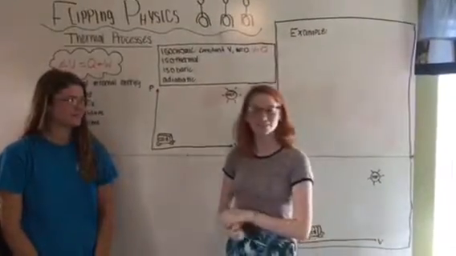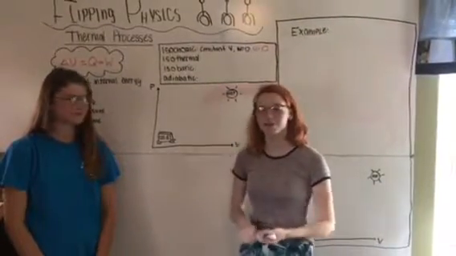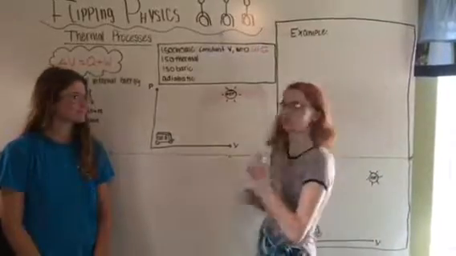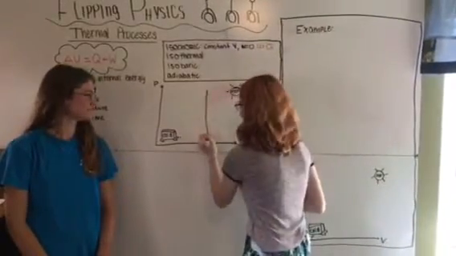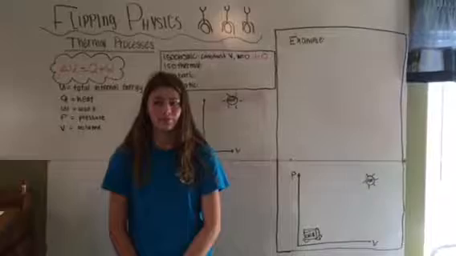So if there's no work done in the isochoric process, then what does the graph look like? Well, Tommaso, on a pressure versus volume graph, the area under the curve is equal to the work done. Therefore, the graph must be a straight line perpendicular to the x-axis during an isochoric process. Good job, Sienna. Now on to isothermal.